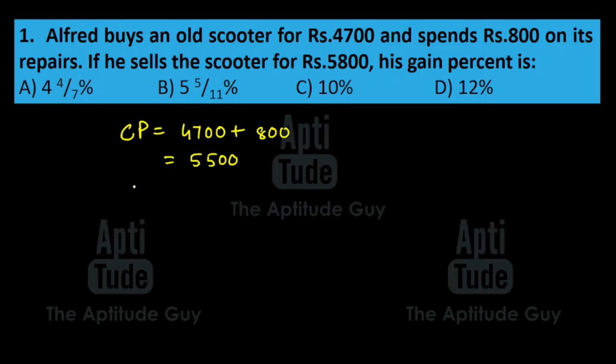Okay. After that, we have selling price. Selling price is how much? Selling price is 5800, of course. So 5800. We need to find the gain percentage. To find gain percentage, first we need to find gain. Gain is 5800 minus 5500. That is equal to 300.